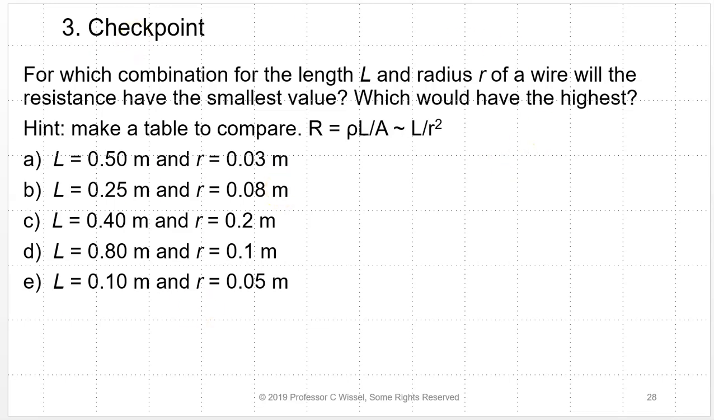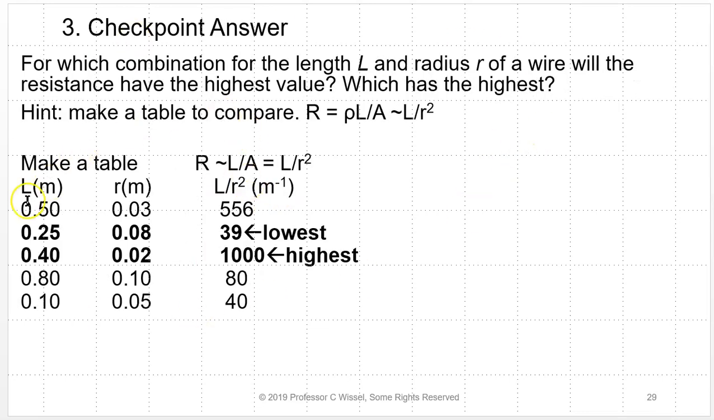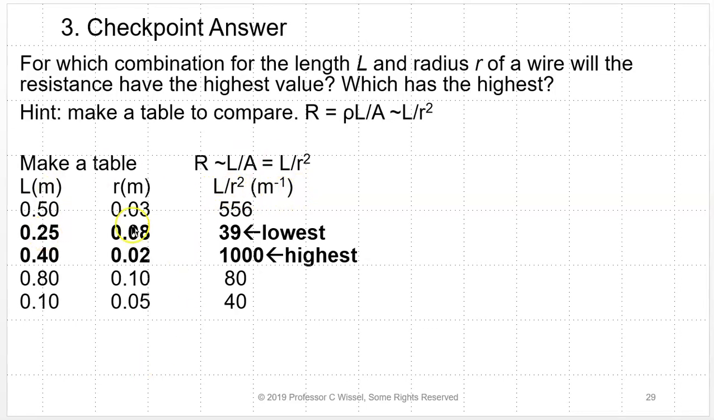List them and put them in a table. So here we did this. We listed the length and the radius, made sure they're all in the correct units, meters. And then we listed the values of L over R squared, and those will be in inverse meters. When we do that, we find that L equals 0.25, R equals 0.08 has the lowest, and L equals 0.40, R equals 0.02 has the highest.